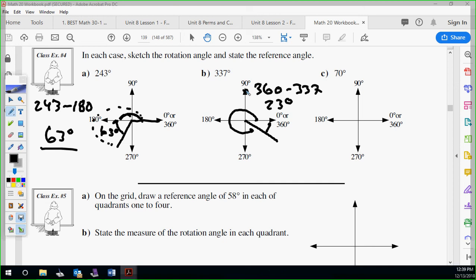Joel, which quadrant is 70 in? 1. Easy one, right? Because if 70 is here, well, what's the distance to here? Boom. Quadrant 1's the easiest one. So 70 is your reference angle.